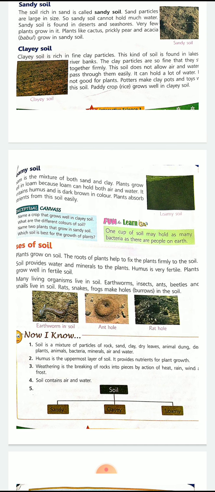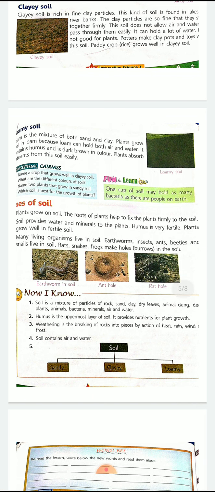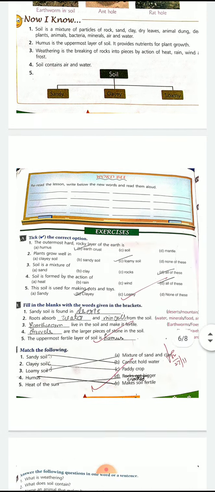Weathering is the breaking of rocks into pieces by the action of heat, rain, wind, and frost. Soil contains air and water. And the types of soil are sandy, clay, and loamy soil.